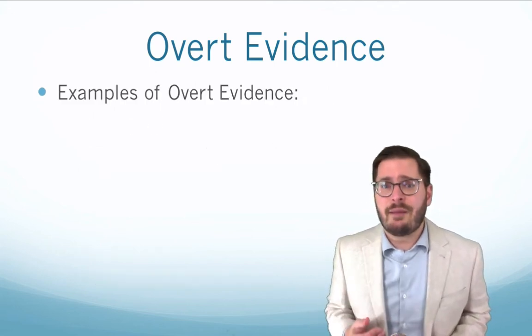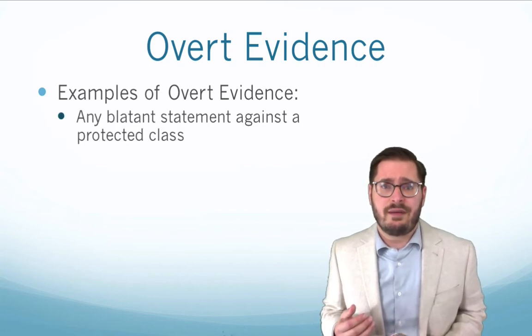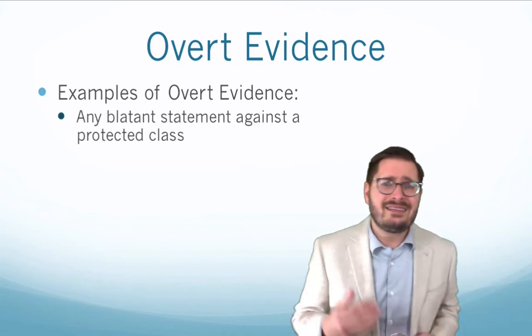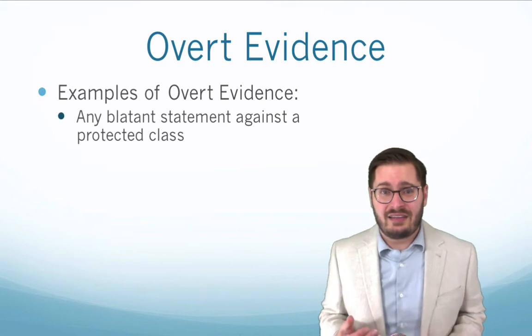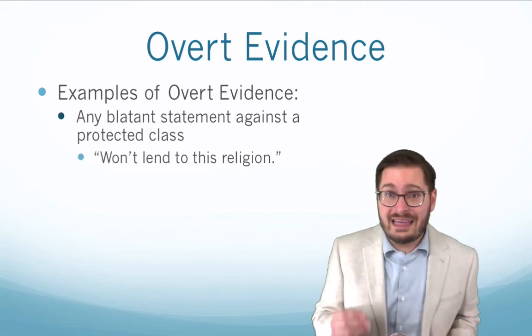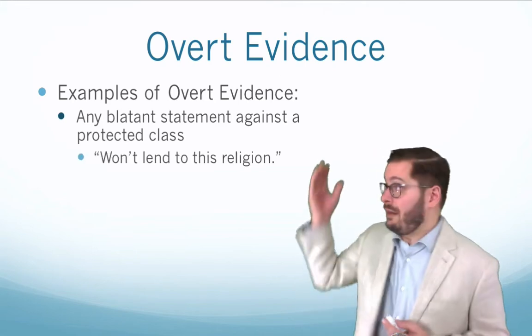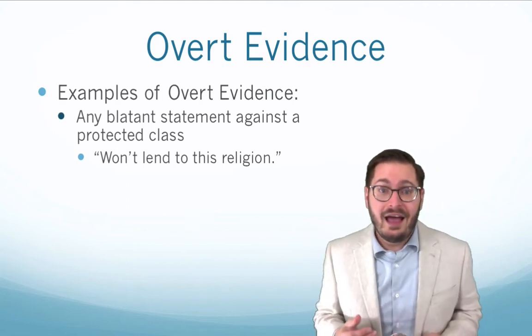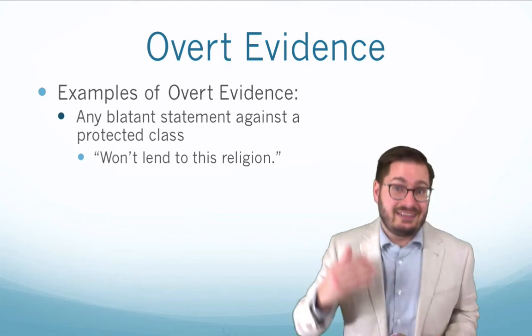So let's give some examples of overt evidence of disparate treatment. First, it would be any blatant statement against a protected class. Something like, "We won't lend against blank." You fill in the blank. Put the protected class in the blank. For example, "We won't lend against this religion."